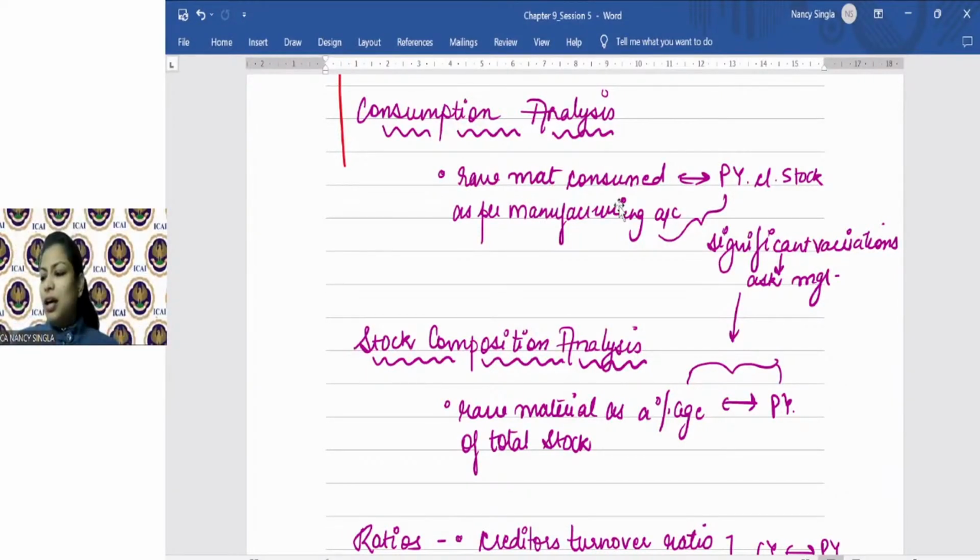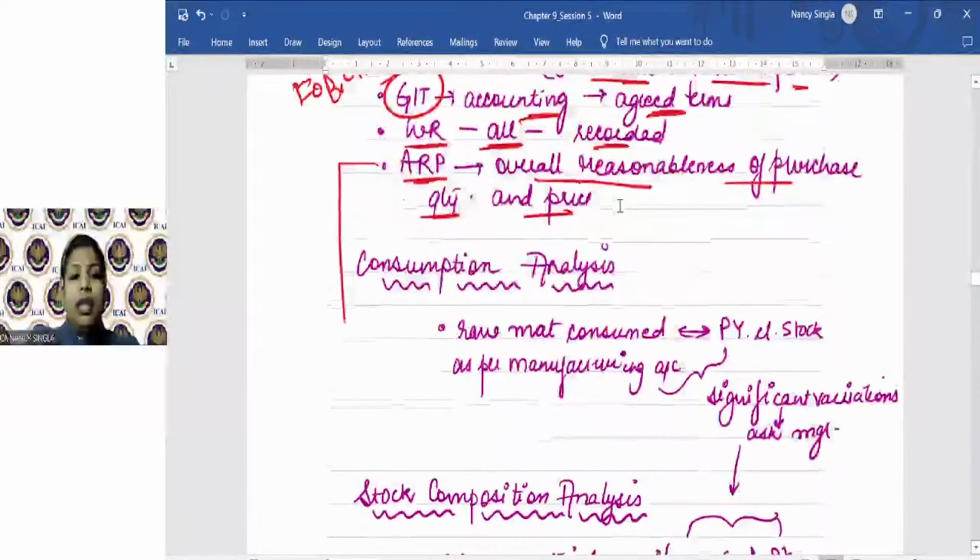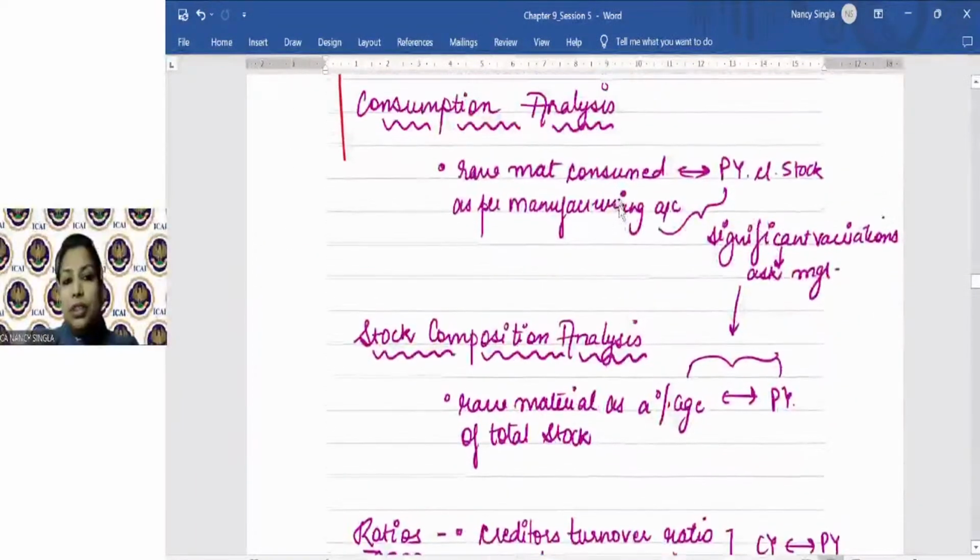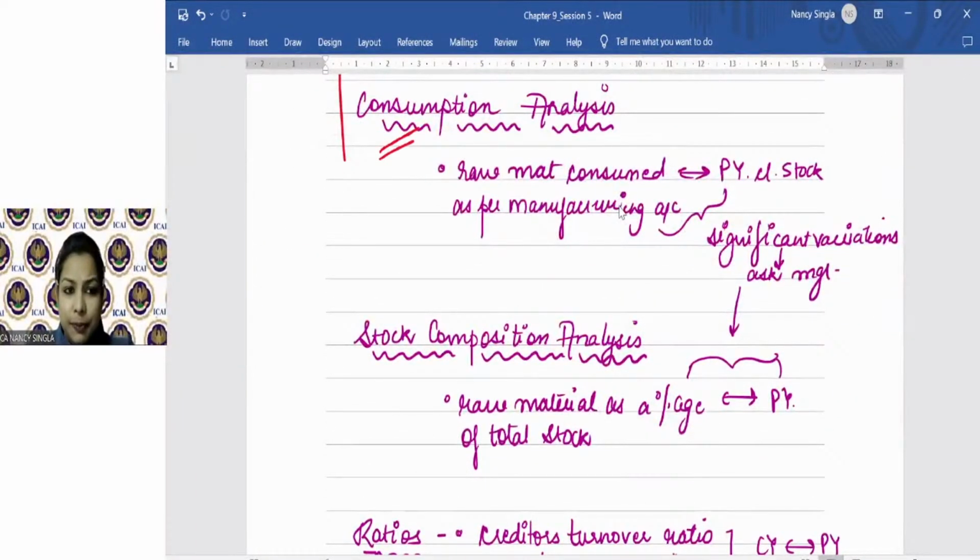ARN कहाँ लिखा है कन्हैया? ARN कहाँ है? GRN है, गुड्स रिसीव नोट, या ये ARP लिखा है मैंने? ARP इज एनालिटिकल रिव्यू प्रोसीजर्स. देखो कंजम्पशन एनालिसिस. सो ऑडिटर विल कंपेयर व्हाट? रॉ मटेरियल कंज्यूम ड्यूरिंग द ईयर एज पर मैन्युफैक्चरिंग अकाउंट, है ना? कितना रॉ मटेरियल कंज्यूम हो गया, एंड ही विल कंपेयर इट विद द क्लोजिंग स्टॉक ऑफ द प्रीवियस ईयर.